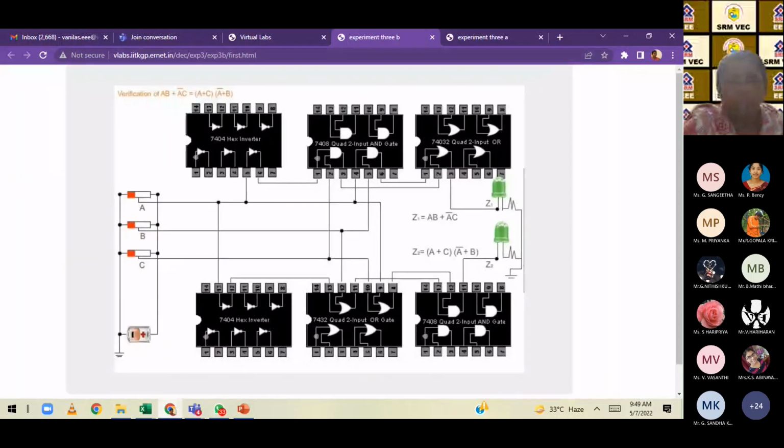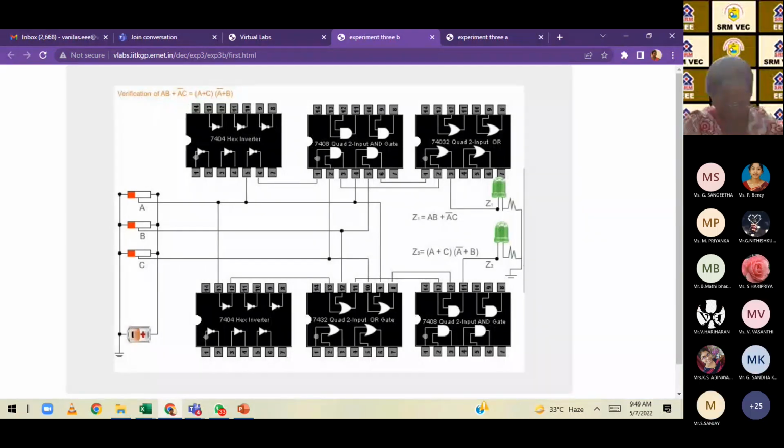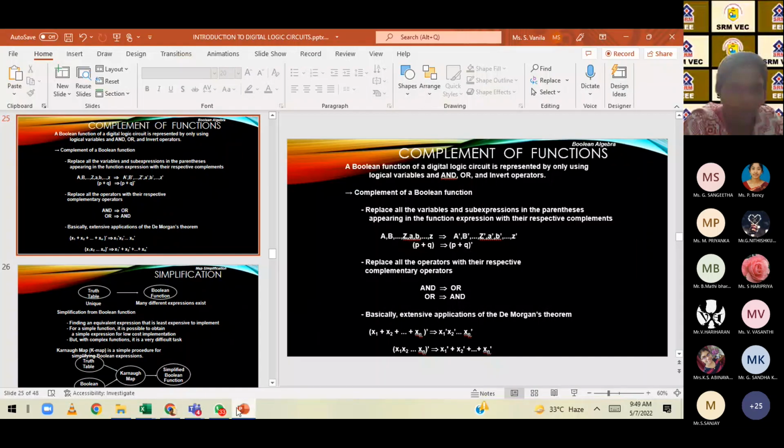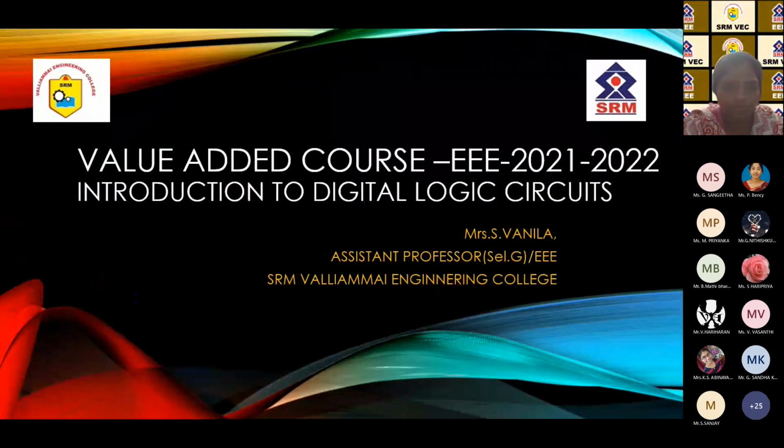So students, you can see this. This is the implementation for the verification: AB plus A bar C. What is AB plus A bar C, and what is (A plus C) into (A bar plus B)? AB plus A bar C must be equivalent to (A plus C) into (A bar plus B). We'll come to the connection diagram later. First we will go into the slide to see whether they are equal.